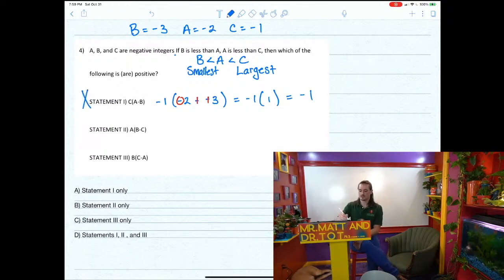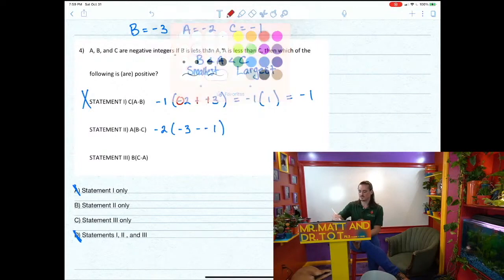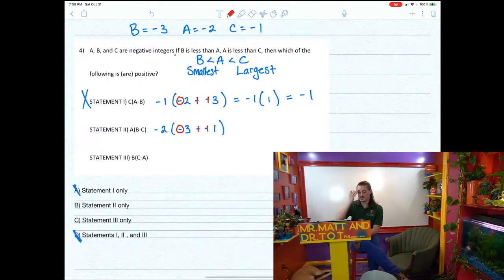If statement 1 is false, we can eliminate answer selections A and D. Statement 2, substituting in these values, we'd have negative 2 times the quantity negative 3 minus negative 1. Again, we're going to do leave, change, change. So leave the first sign, change the operation, change the second sign. Negative 3 minus a negative 1 is the same exact thing as negative 3 plus a positive 1, which is going to give us a negative 2.